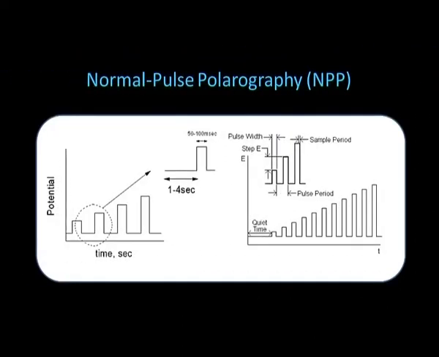You can see here we are changing potential with respect to time. Here we are applying a pulse, and the amplitude of the pulse is continuously increasing at successive drops. Then you can see here that the current is sampled during the last few milliseconds of the applied pulse. In the second case, differential pulse polarography, as the name indicates, we measure the difference.